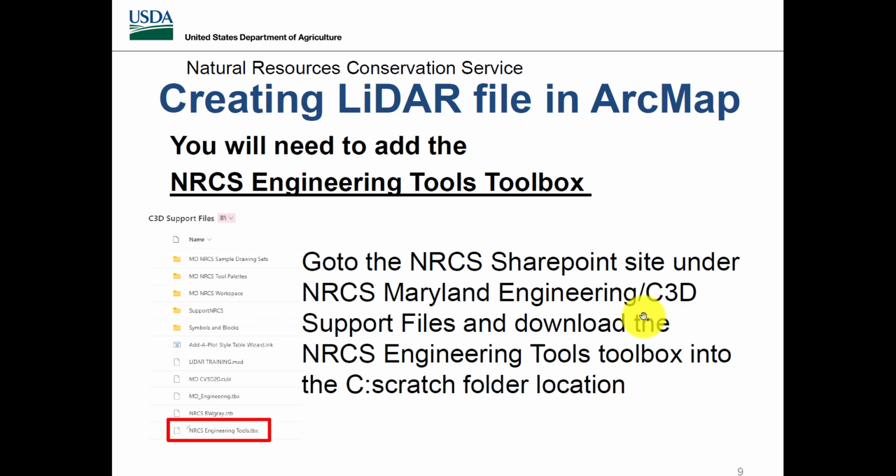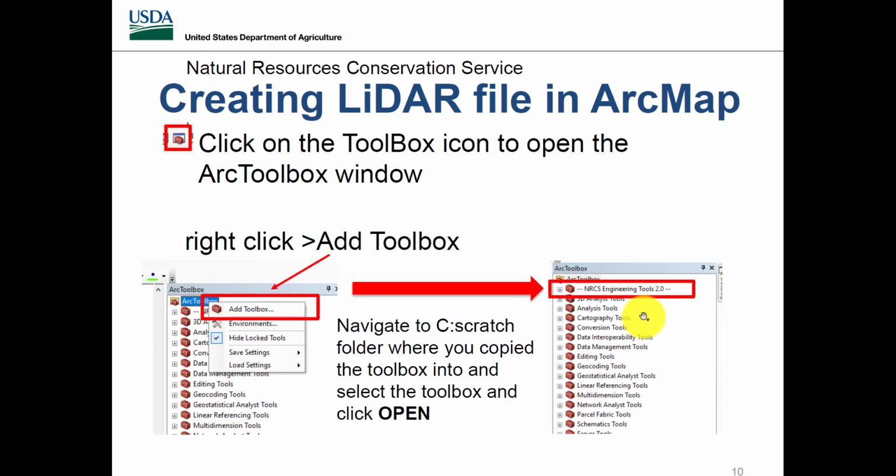The next step, you'll have to add the NRCS Engineering Tools Toolbox. It is located on our SharePoint site. Go to the NRCS SharePoint site under NRCS Maryland Engineering Civil 3D support files and download the NRCS Engineering Tools Toolbox into the C Scratch folder location, or you can put it anywhere on your C drive, somewhere where you can refer to it. To add a toolbox in ArcGIS, there's a little toolbox icon. If you expand that, choose add toolbox, or you can right click and add toolbox.